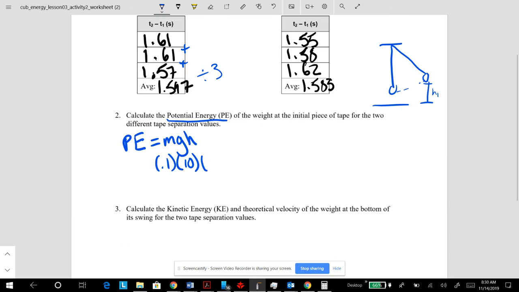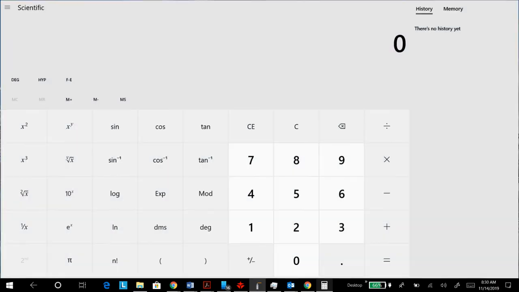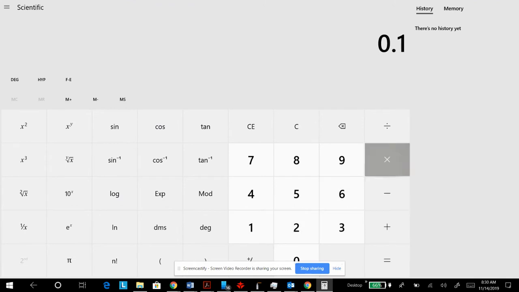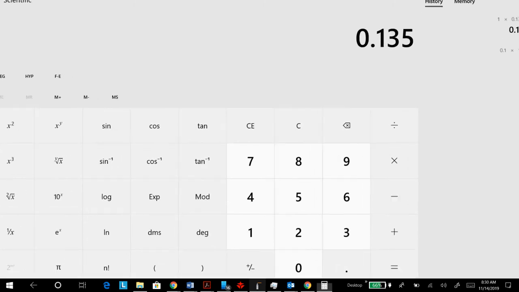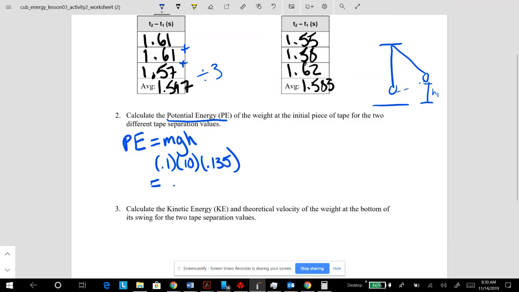So I'm going to come back here. It's 0.135 meters. So I'm just going to plug all that in. So I go 0.1 times 10, which should be 1. So if I times that by 0.135, it should just equal 0.135. So it's going to be the same value. Keep in mind that if your mass is not 0.1, that value will be different. The only reason why mine is 1 times 0.135 is because my mass is 0.1. So I go back here. So it's going to equal 1.35. And then what unit should I have on the end of that?